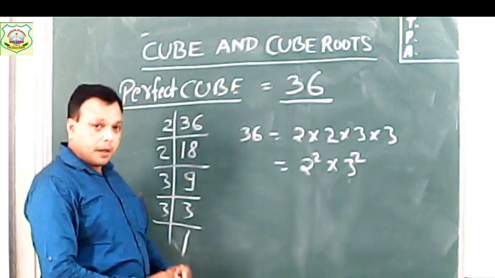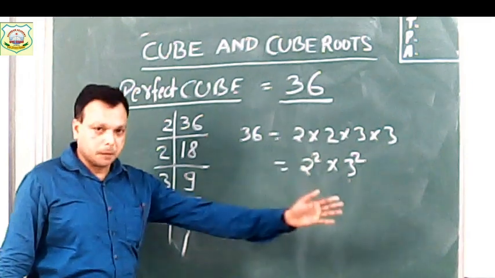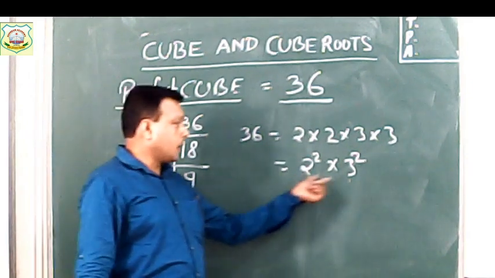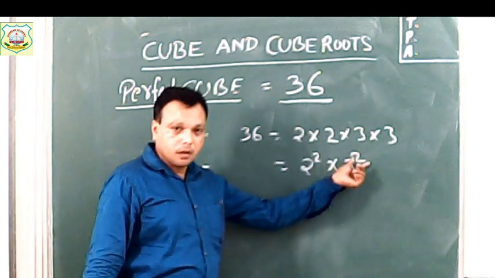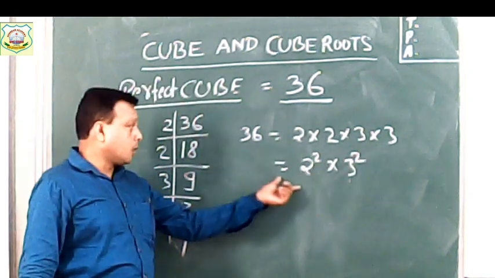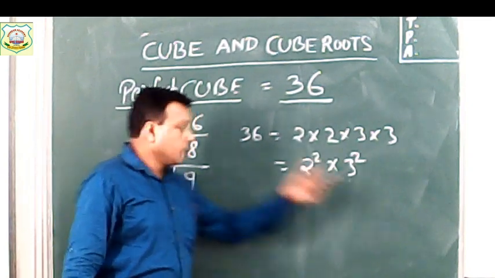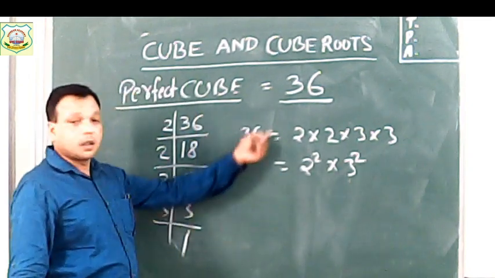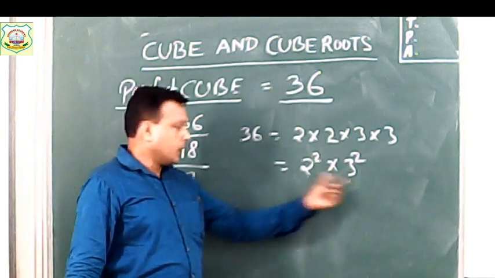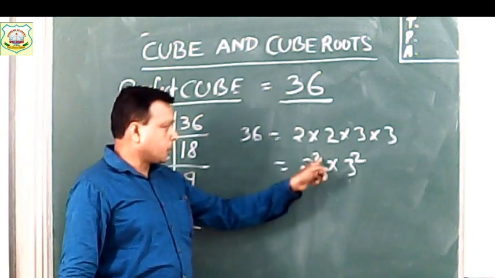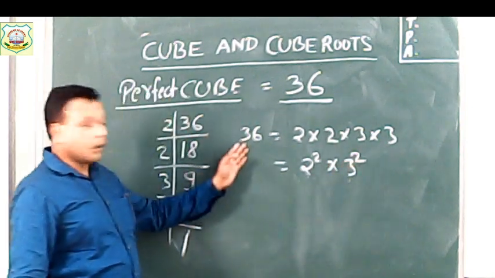Look, in the previous question 64, we had 2 power cube into 2 power cube. But here it is 2 square into 3 square. This is the form of a square, not a cube. What can we say? It is not a form of cube. So 36 is not a perfect cube, because the exponent is not 3 for these prime factors. So 36 is not a perfect cube.